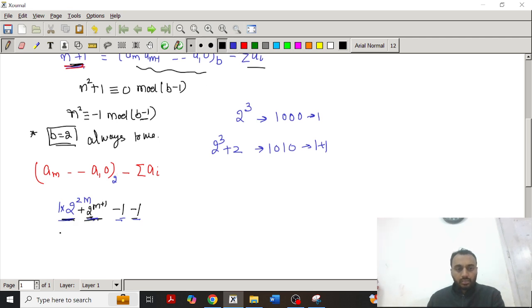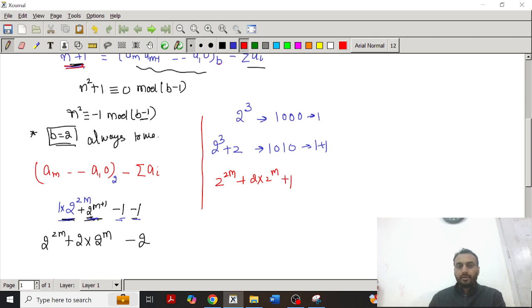So now if you see the two terms, 2 power 2m plus 2 power m plus 1, which we can write 2 into 2 power m minus 2. Now the next thing that we can try, to make a perfect square I need 2 power 2m plus 2 into 2 power m plus 1. I need 1, but in place of 1 I have a minus 2. So what should we add so that we can get a 1 here?